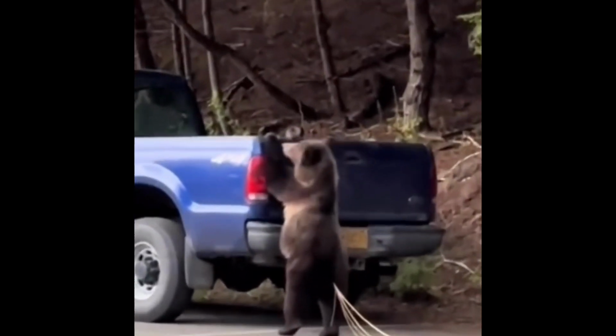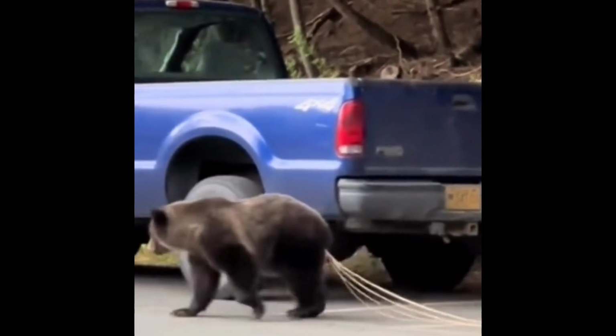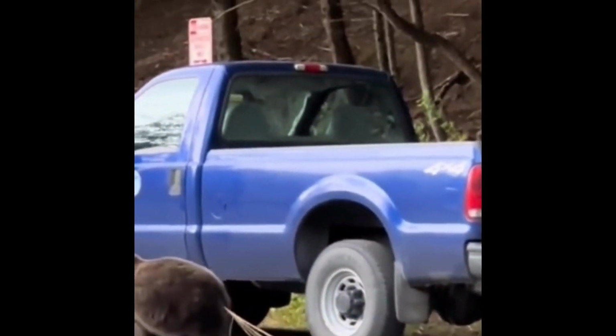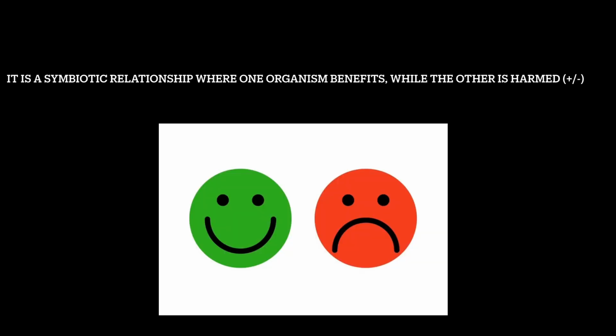We've all seen this video that went viral with this bear that had tapeworms. Well, this is an example of parasitism. Well, you may be thinking, what is parasitism? Parasitism is a symbiotic relationship where one organism benefits while the other is harmed. In the example that I had previously shown, the tapeworm would be the organism that is benefiting, and the bear would be the organism that is being harmed.